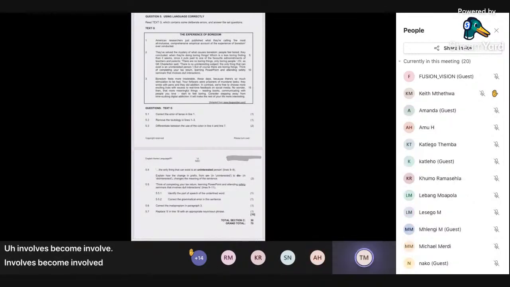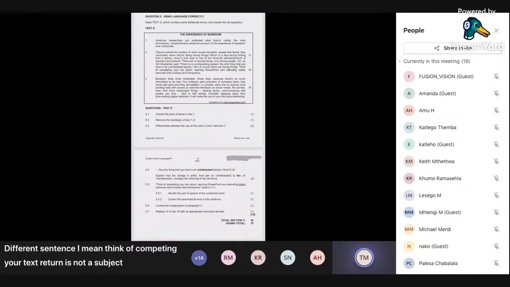Involves becomes involve. That's the error. Now, in this case, we have a rather different sentence. I mean, think of completing your tax return is not a subject. But in this case, learning PowerPoint. Now, we have a dangling participle here. We don't usually start sentences with learning, but since this is picked up from a particular sentence, it is correct. It's not dangling.